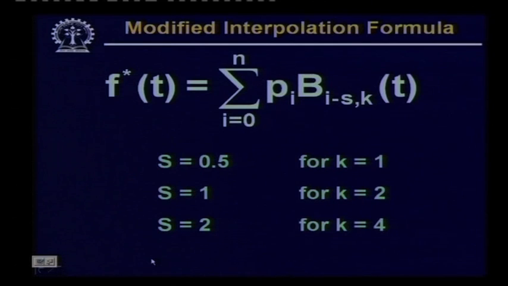To solve this problem, what we do is, instead of using the simple formula, that is f t equal to summation p i b i k t, where i varies from 0 to n, we slightly modify this interpolation formula.